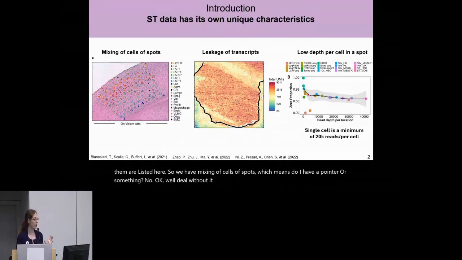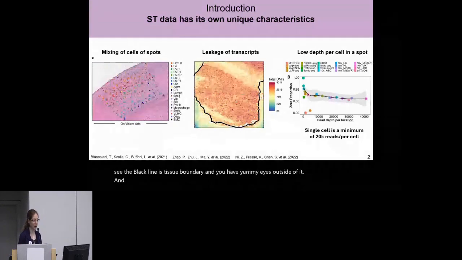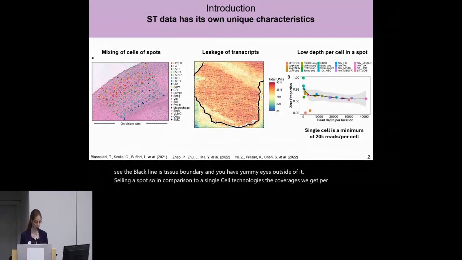So we usually have more than one cell in each spot. Leakage of transcripts. So transcripts can diffuse to neighboring spots, and you can see the black line is the tissue boundary, and you have UMIs outside of it. And low depth per cell in a spot. So in comparison to single cell technologies, the coverage that we get per cell in a spot is much, much lower.